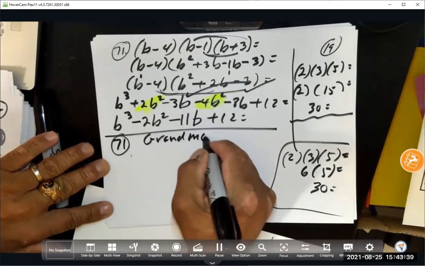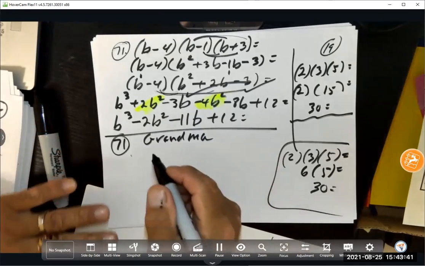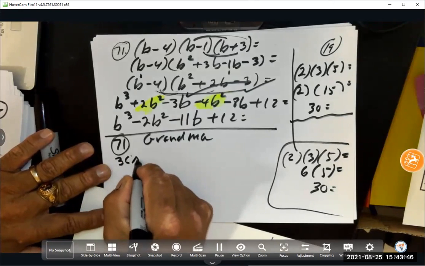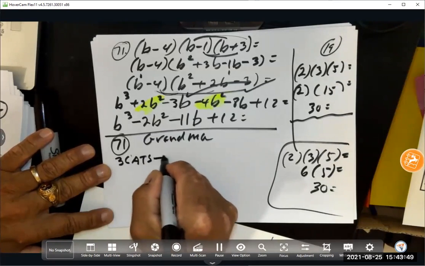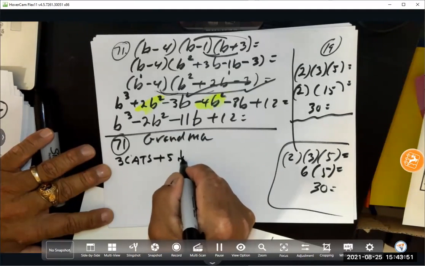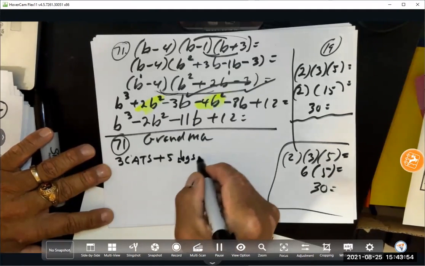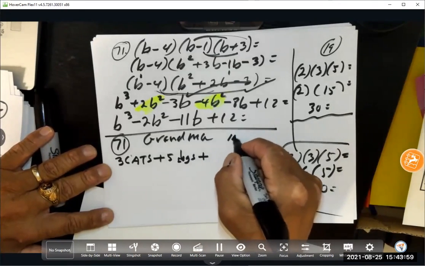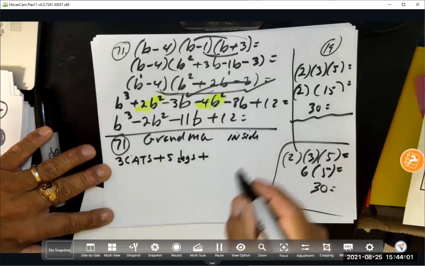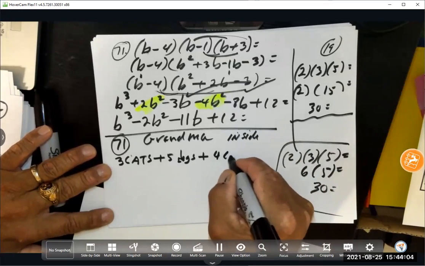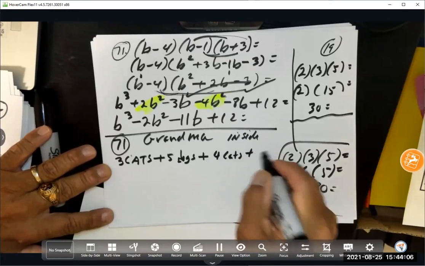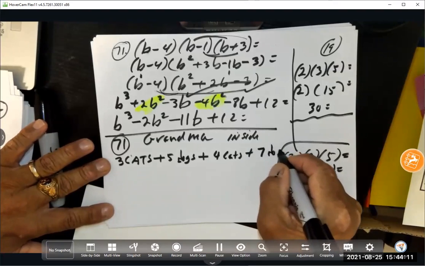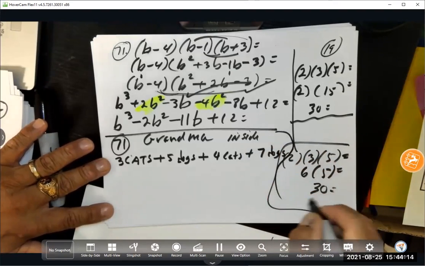So you go to grandma's house today. Grandma, can I go to your house? Sure, come on over. And this is what grandma has. She has 3 cats that live outside the house. She has 5 dogs that live outside the house. Outside dogs and outside cats. But lucky for grandma, she has inside cats also. Inside her house, she has 4 more cats that live inside the house. And she has another 7 dogs that live inside the house. It's because the grandma loves dogs and cats.